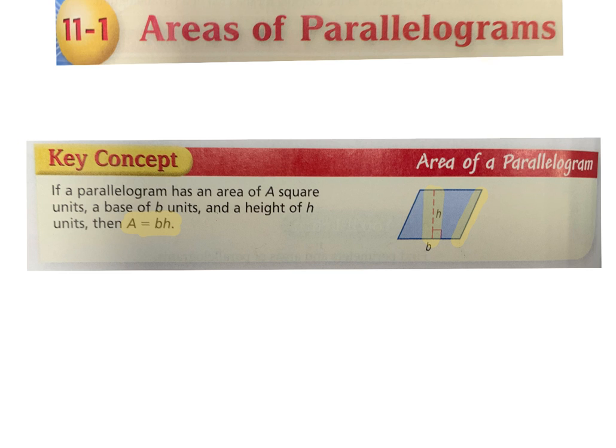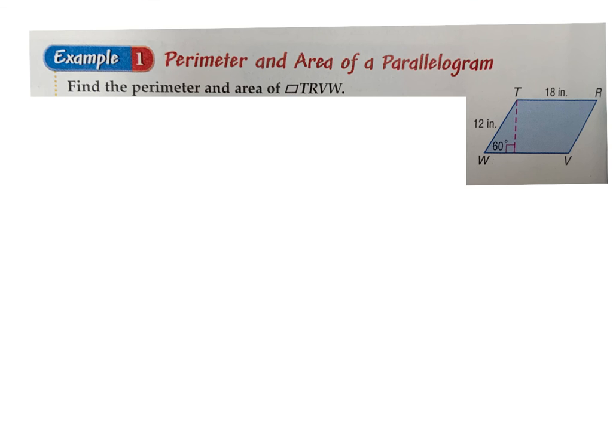So if you flip the page, you'll see example 1, finding the perimeter and the area of a parallelogram. And so what they've given you here is 18 inches, which, since this is a parallelogram, is going to be the length of this as well. And they have given you this right here. That is not the height. They have given you the side length. Now the side length is going to help you in perimeter.